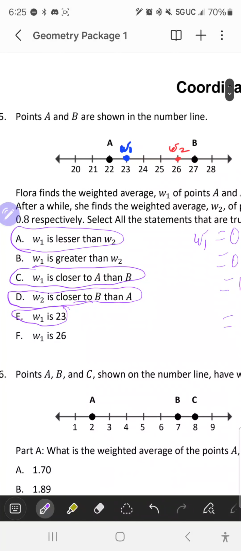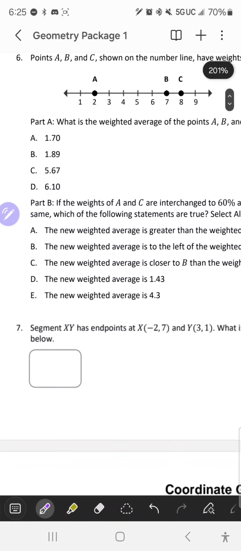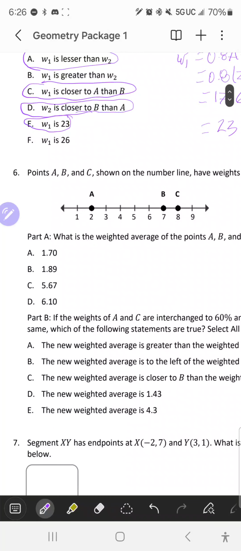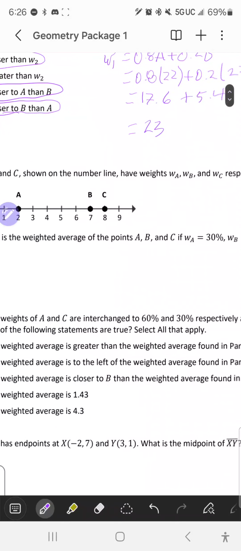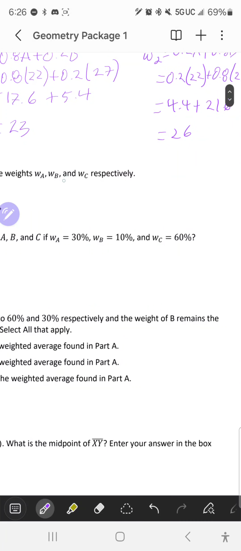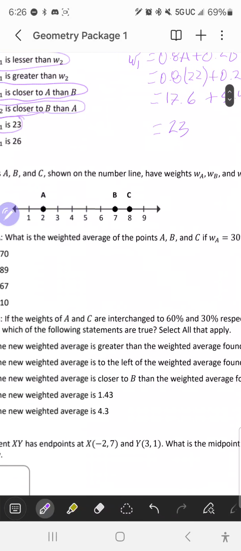Now let's go to exercise number 6. I'm sorry if my voice is not as high as at the beginning. It's just that I've been talking for an hour and a half and I'm not used to it, but I'll be fine, don't worry. And now points A, B, and C shown on the number line have weights, I'm sorry, WA, WB, and WC respectively.